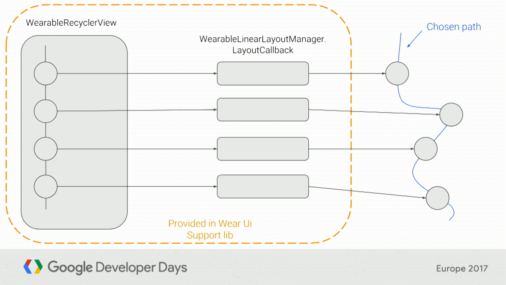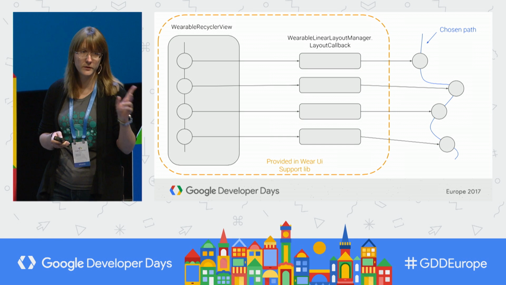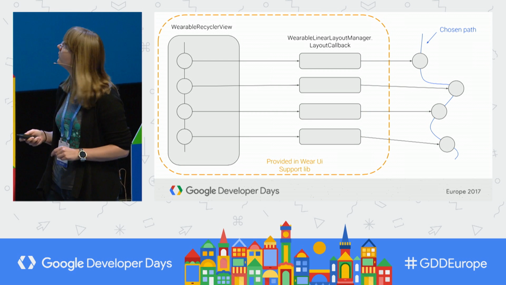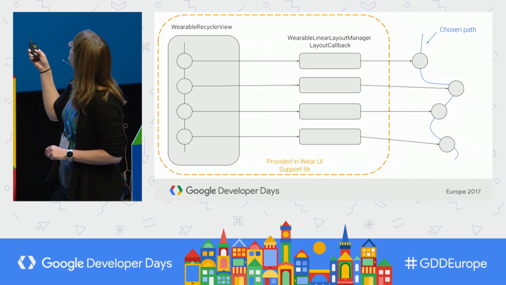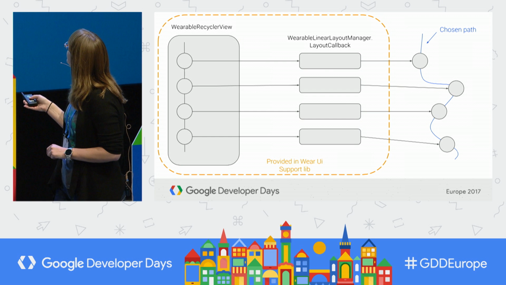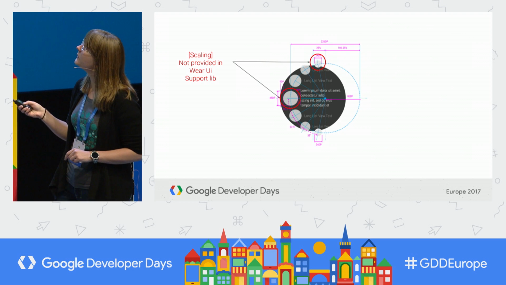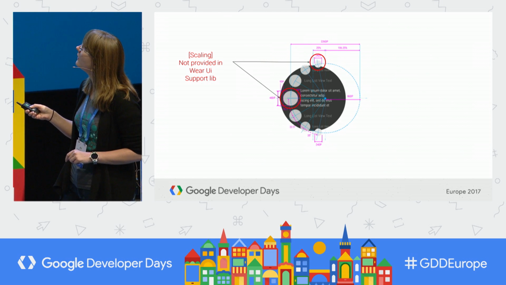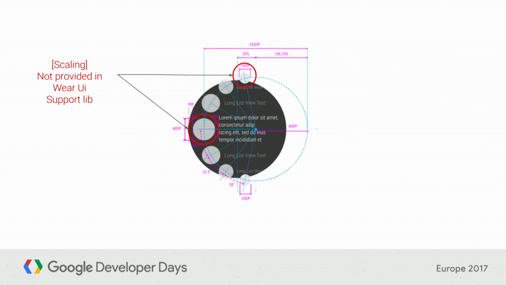So here again, this is the general architecture of the API. This is all provided in the Wear UI support library, which is now part of Android support library, which means it's going to get open sourced. And this is the chosen path that you need to provide. What is specifically not provided is the scaling, but that's pretty trivial. We didn't provide it as part of the API because you might want to put in different shapes of children into the wearable recycler view.